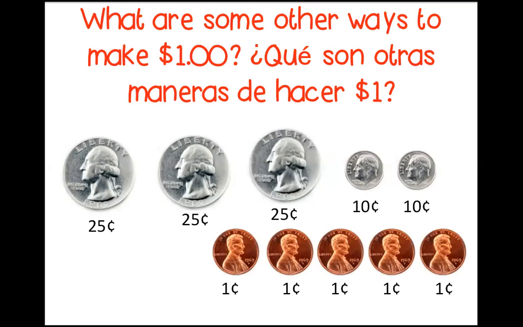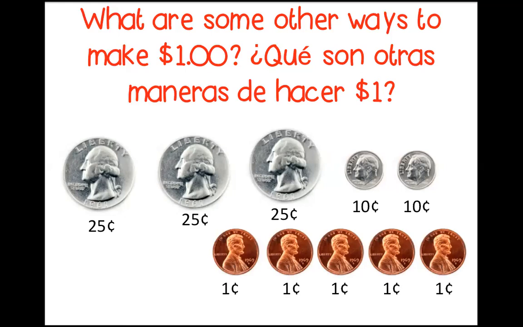Let's take a look here. I have 25 plus another 25 is 50, plus another 25 is 75, plus 10 is 85, plus 10 is 95, plus 1, 96, 97, 98, 99, 100. I made 100 cents or $1.